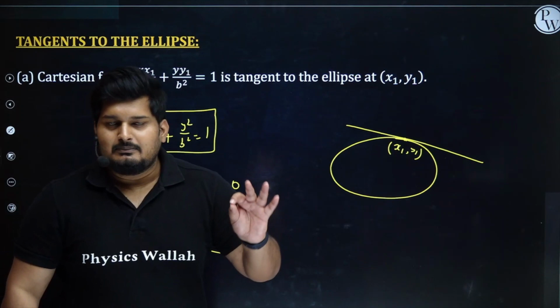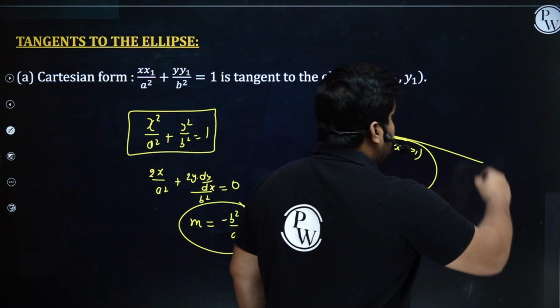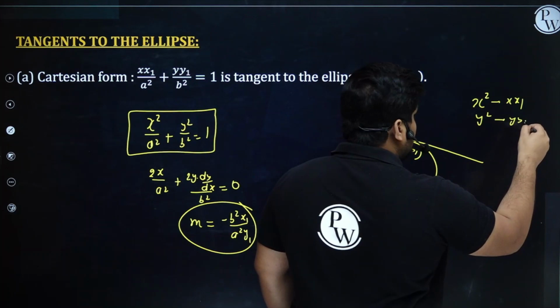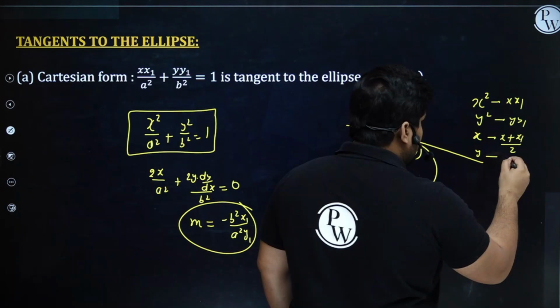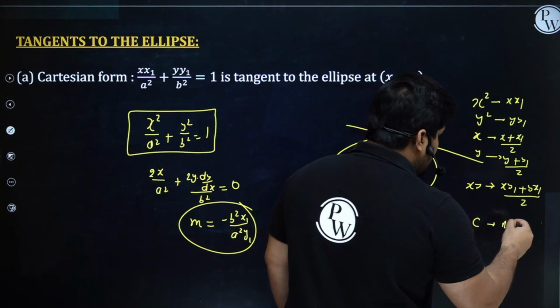Or the best way, if you have to find the tangent in point form, is the shortcut, the general thing which I have taught you already. For point form, we replace x square with x x1, y square with y y1, x is replaced by x plus x1 by 2, y is replaced by y plus y1 by 2, x y is replaced by x y1 plus y x1 by 2, and the constant has no change.